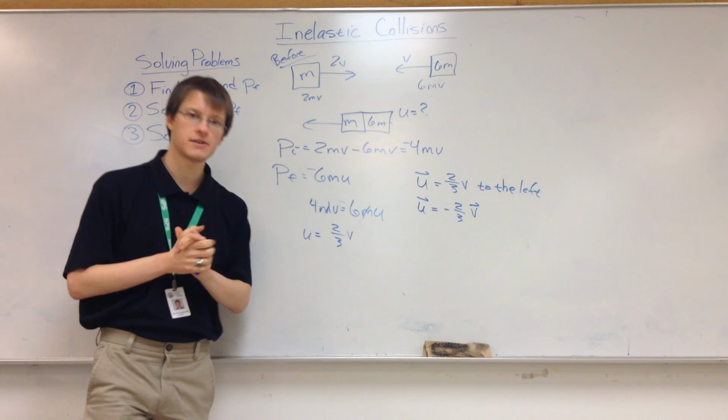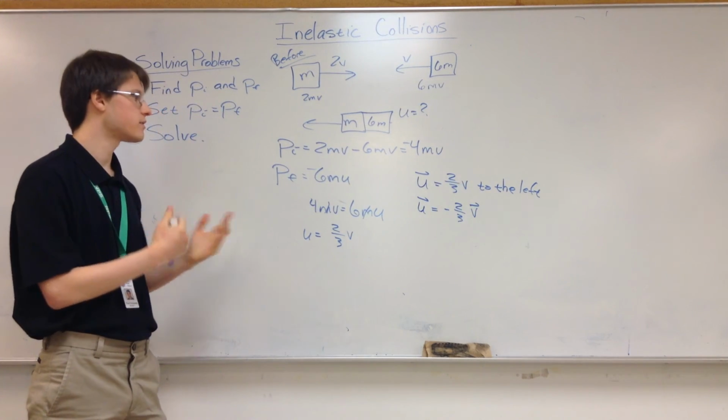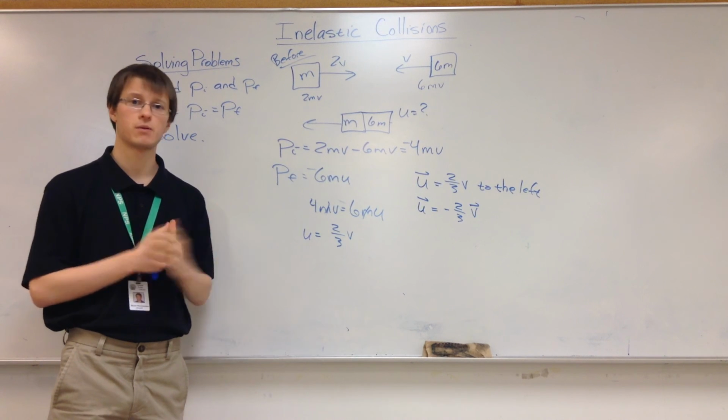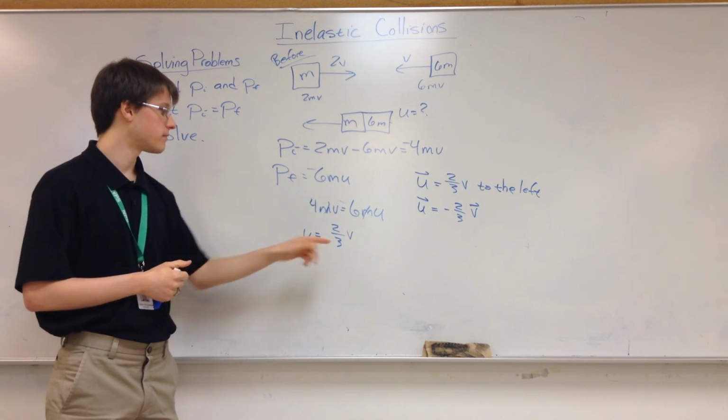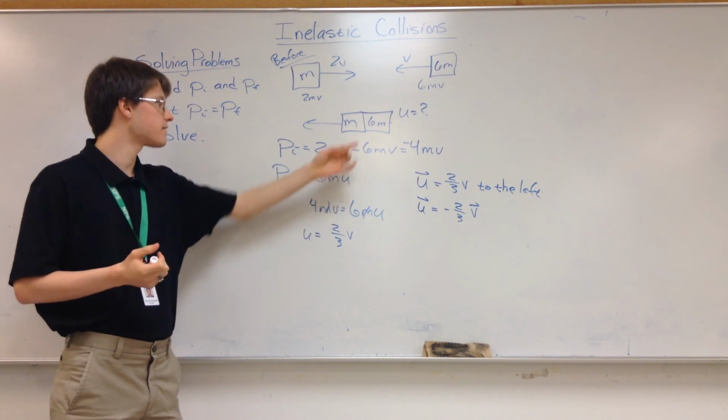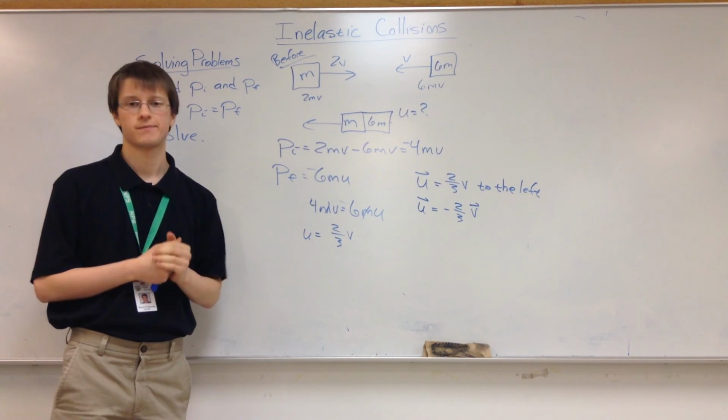So that's how you do inelastic collisions. This is about as hard as it gets. Initial momentum, final momentum, set them equal and solve. You're not always going to be asked to find the final velocity, but if you're asked for anything else, the mass or the initial velocity, it's just algebra. That's the only difference.